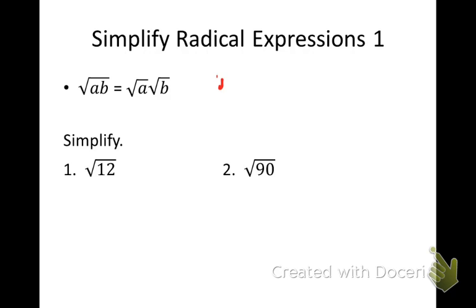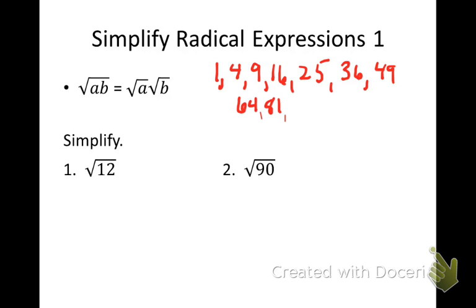1 squared is 1. 2 squared is 4, 9, 16, 25. So you need to become familiar with the perfect squares, at least less than 100, I would imagine. 64, 81, 100. So those are all perfect squares. So you'll be better off if you can think of perfect squares.